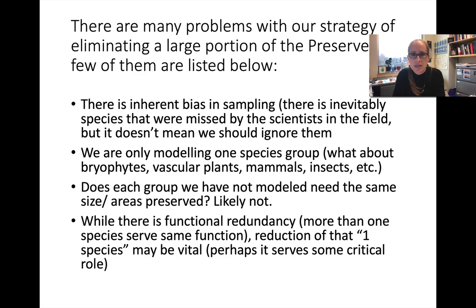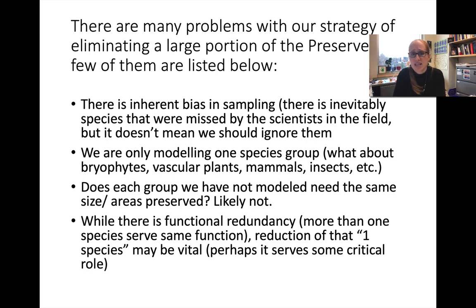there are other species. One of the biggest issues is that we're only modeling the preservation of one species, the lichen. But what about all the other organisms that we might be destroying in the process of eliminating their habitat? So trying to do this simultaneously for all of the species that are there is quite complicated to do.